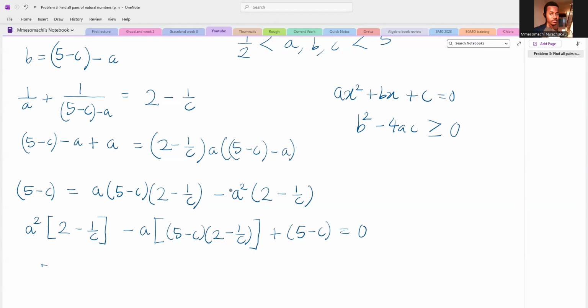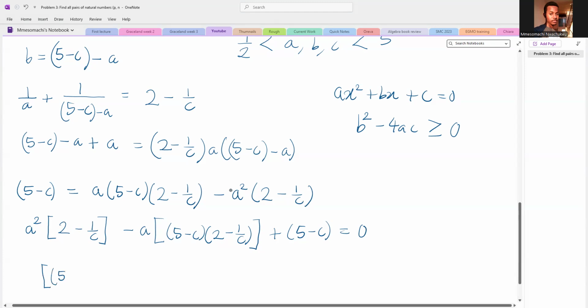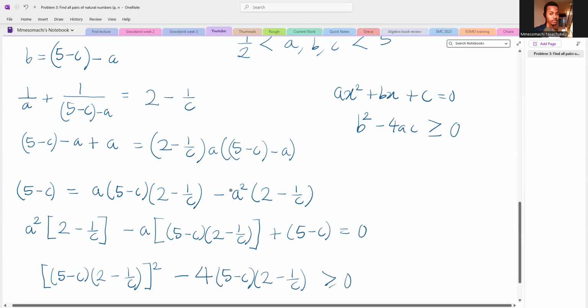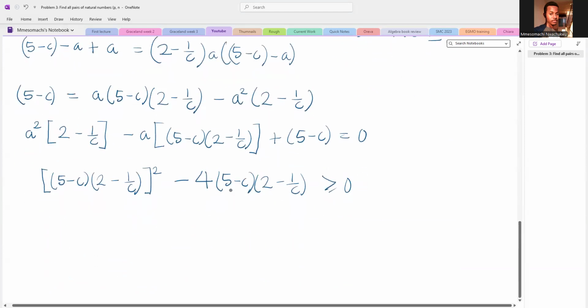So that's going to be (5 - c)(2 - 1/c), b squared. I can just do it like this because when you take minus this all squared, it just changes to plus. Then minus 4ac, so this is minus 4 into (5 - c)(2 - 1/c). This is greater than or equal to 0. So we can multiply through by c squared.